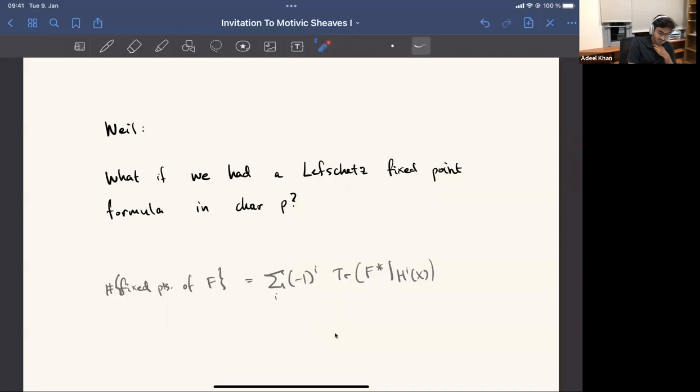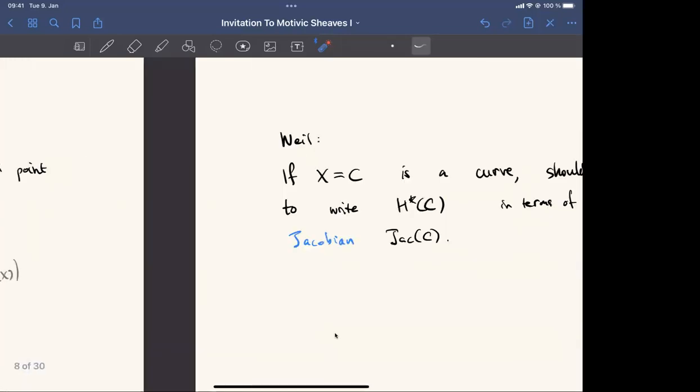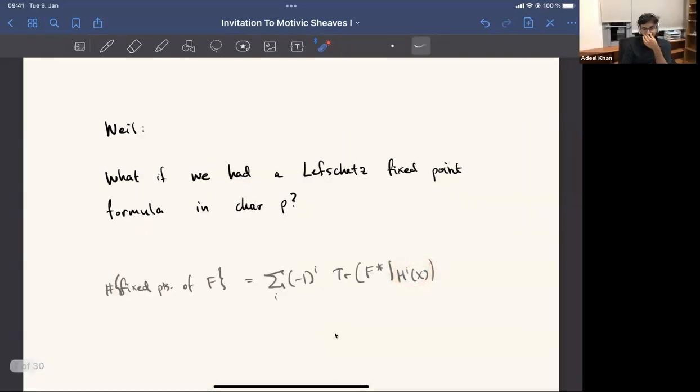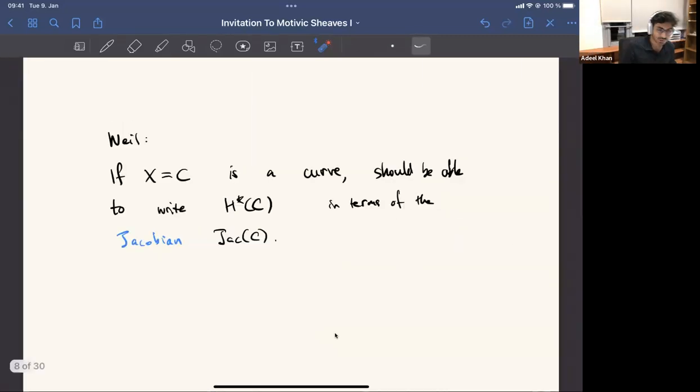So Weil was extremely optimistically considering the situation in algebraic geometry at the time. He was just like, well, what if you could do this in positive characteristic? The first problem is, what does cohomology mean? There was no cohomology theory that he could use at the time.